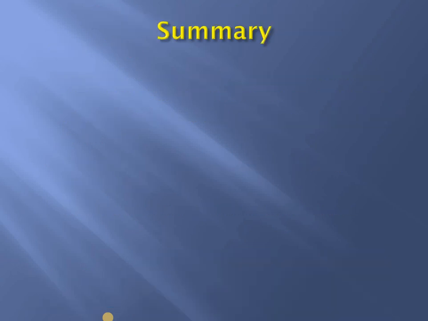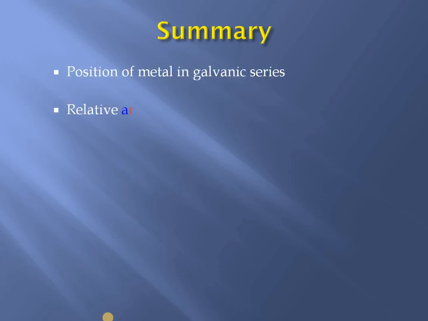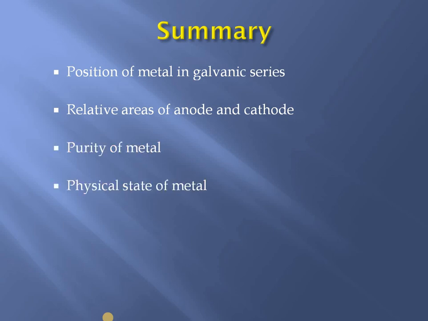So in summary, we have discussed the factors which are involved in the nature of metal. In that we have discussed position of the metal in the galvanic series, relative areas of anode and cathode, purity of the metal, physical state of the metal, nature of oxide film, and overvoltage or overpotential.